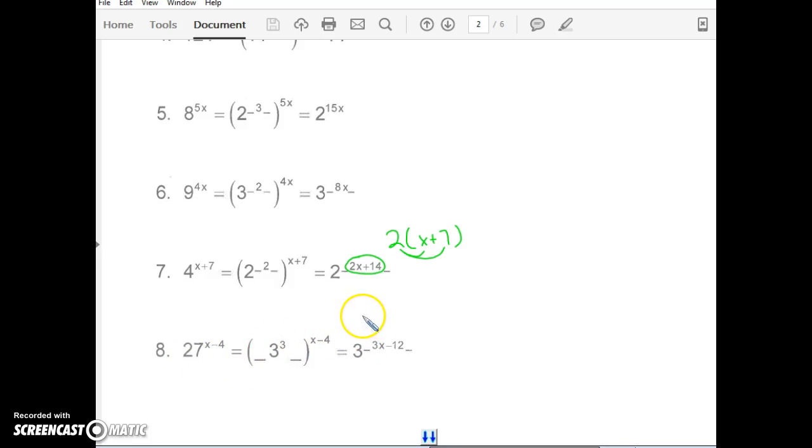Same thing in number 8, 3 to the third is 27. So when I multiply the exponents, I have 3 times x minus 4, because that's this exponent times this exponent. Distributing gives me 3x minus 12. So again, things to keep in mind: you want to take your time on these because we want to make sure we get the right exponents. Otherwise, later, things are going to kind of fall apart.